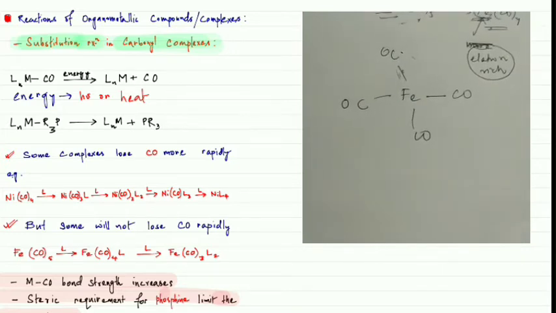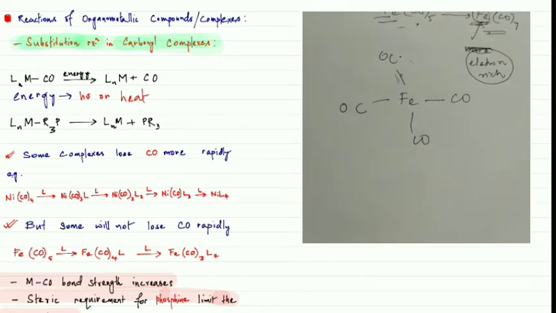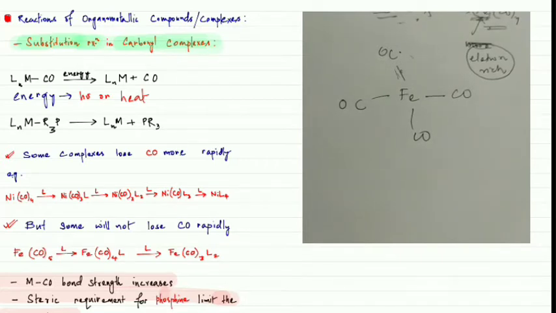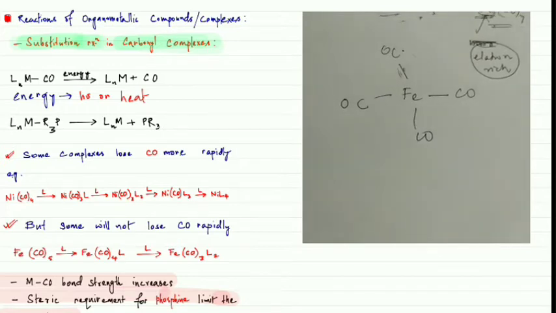Scientists used this type of reaction. That means they applied heat or radiation to substitute one carbonyl group by some triphenyl phosphine ligand. But there are some disadvantages of this reaction.